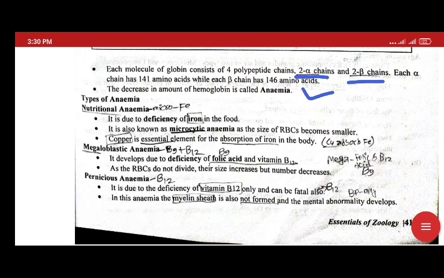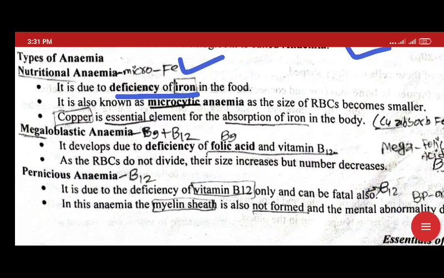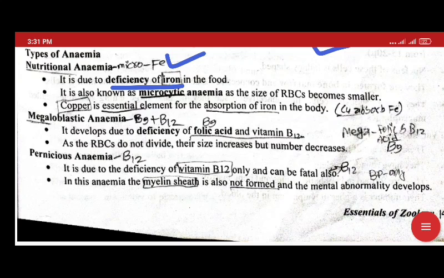So here are the types of anemia. In nutrition anemia, you have not taken iron in the food, that is iron deficiency, and it is called microcytic anemia. Here the RBC become smaller. Now copper is essential for absorption of iron, so you should eat copper for iron absorption.